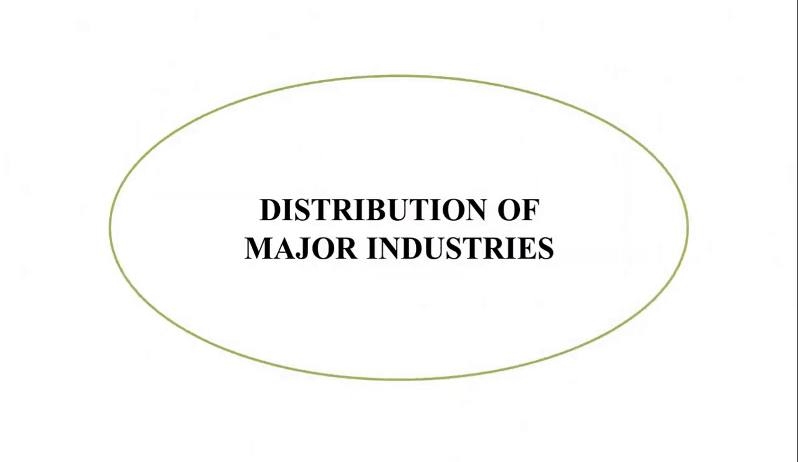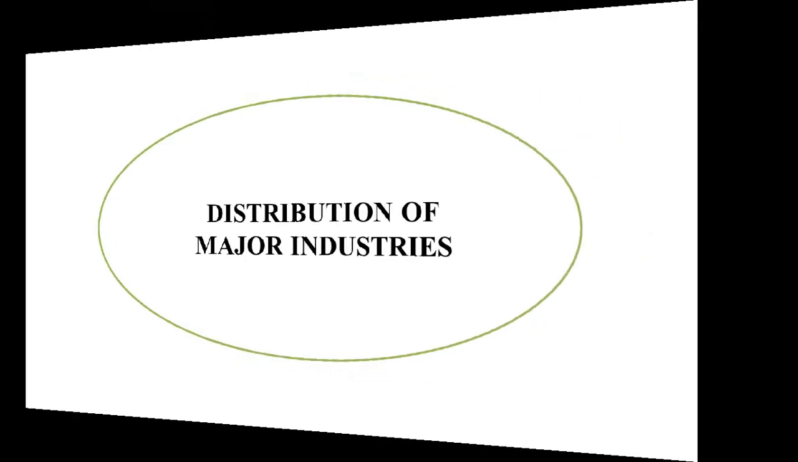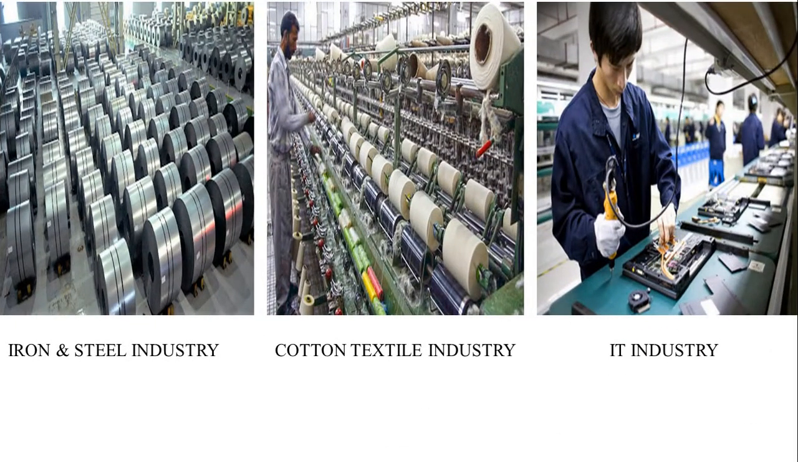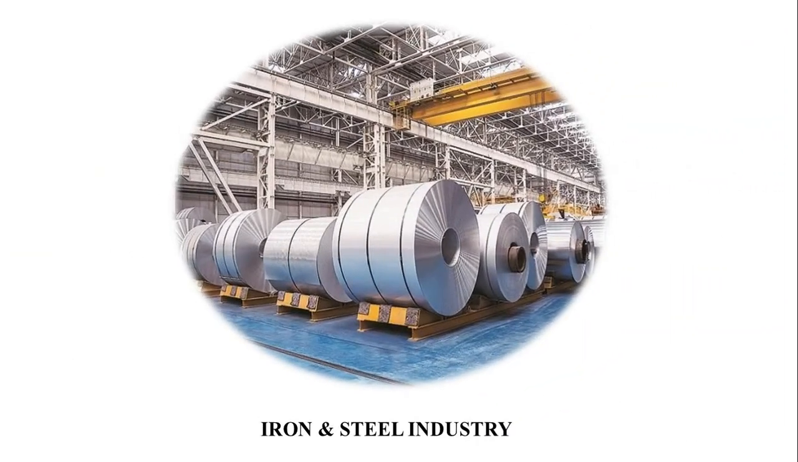If we talk about the major industries of the world, the iron and steel industry, cotton textile industry, and information technology industry are some of the major industries of the world. Out of these, iron and steel industry and cotton textile industry are the older industries, whereas information technology industry is an emerging industry, also known as sunrise industry. So let us first start with iron and steel industry.